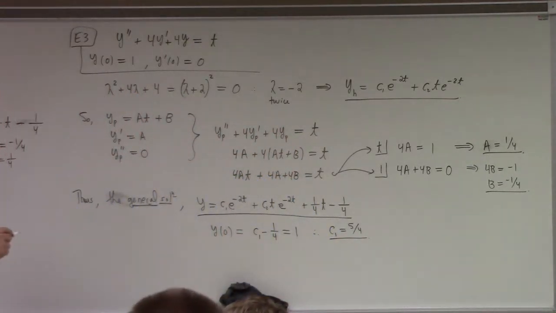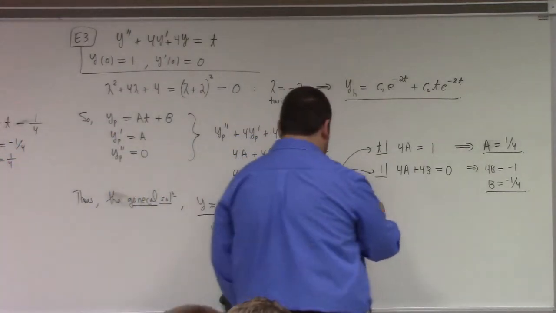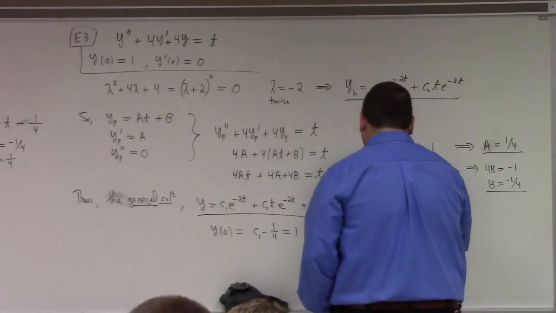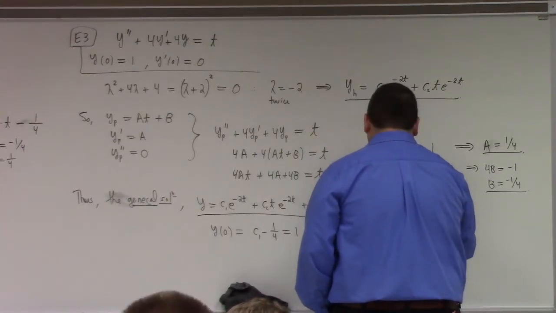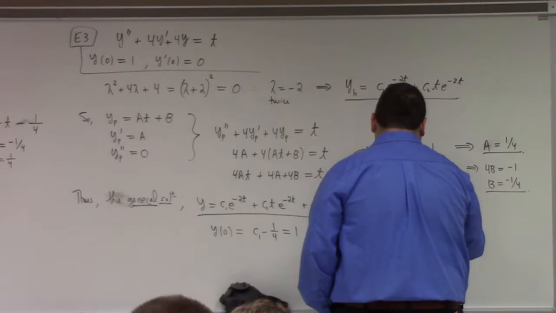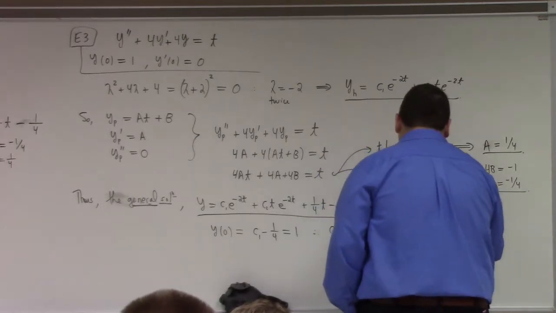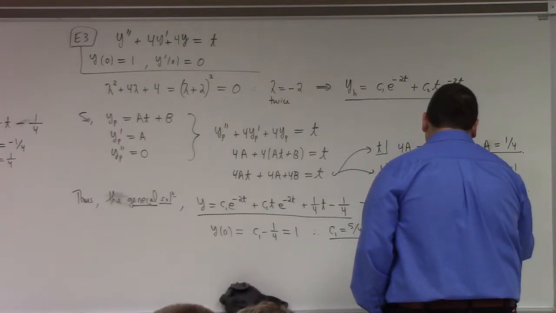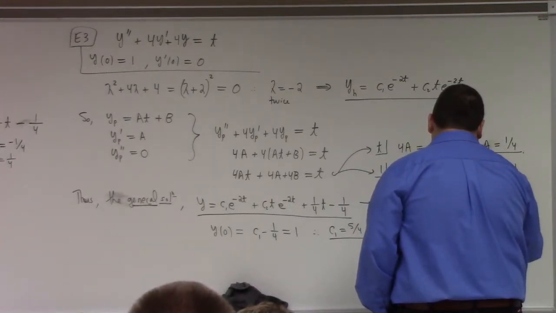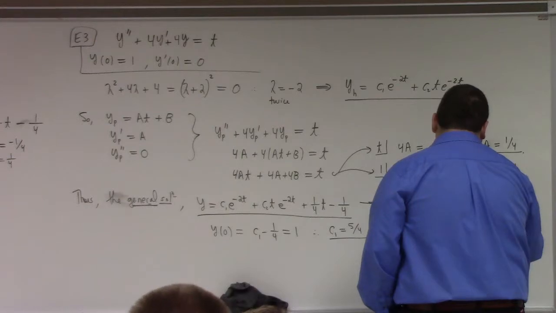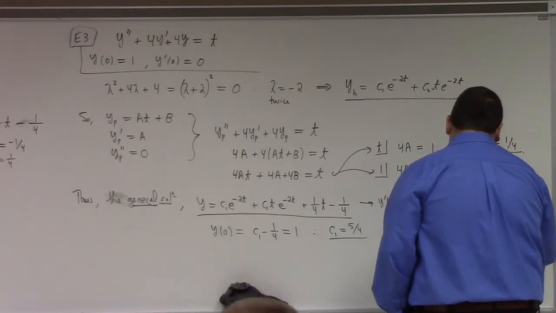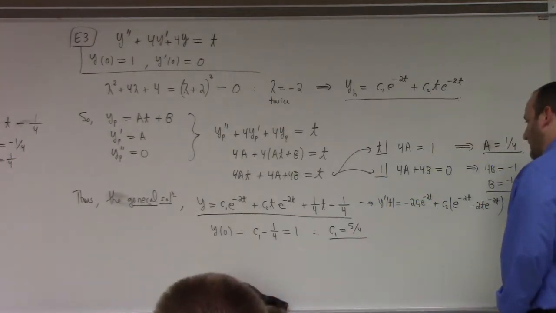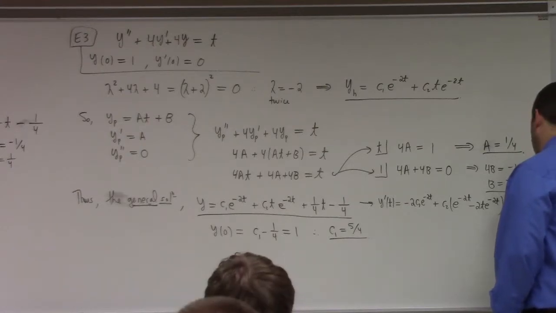Well, that wasn't too bad. Now, how about y prime of 0? There you've got to be careful, right? So let's work out what y prime of t is. We've got minus 2 C1 e to the minus 2t, right? Plus C2, product rule, e to the minus 2t minus 2t e to the minus 2t, because t e to the minus 2t is a product, right? Plus 1/4.